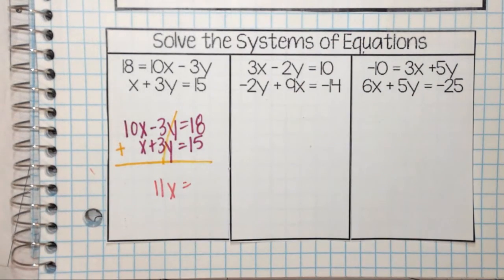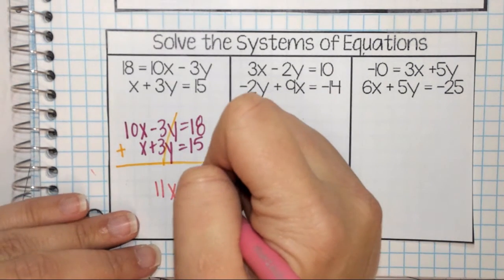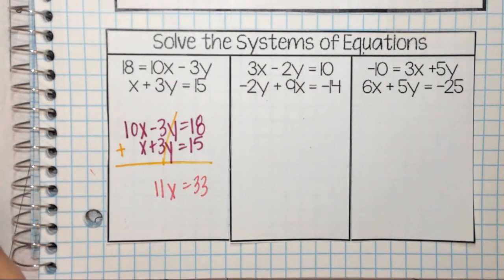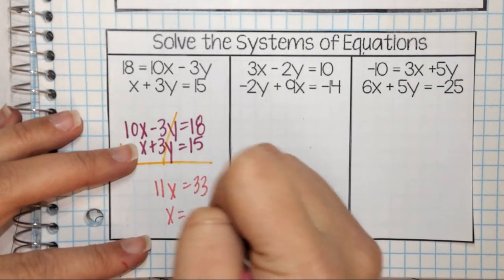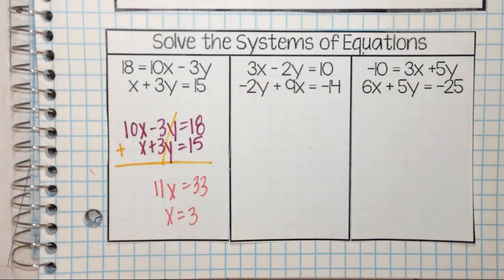Alright, what's 18 plus 15? 33. Take a point. Now what do we do? And x equals 3. Good.